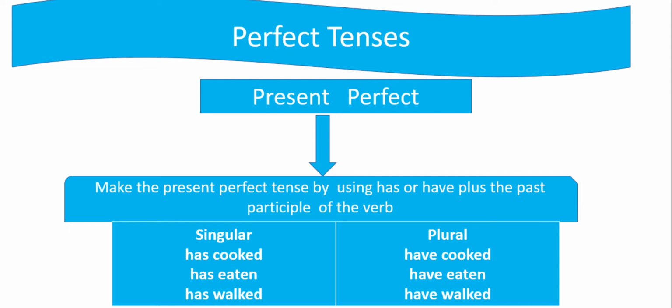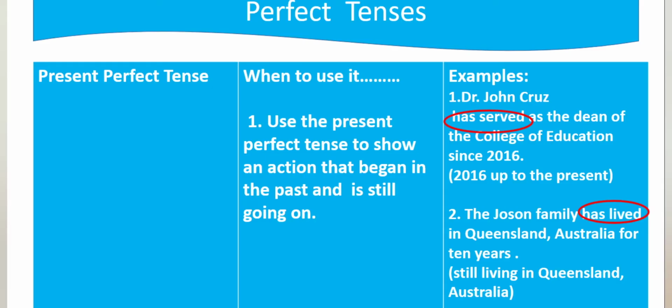Examples: has cooked for singular, have cooked for plural. Has eaten for singular, have eaten for plural. Has walked for singular and have walked for plural. Now, let's proceed on when to use the present perfect tense.